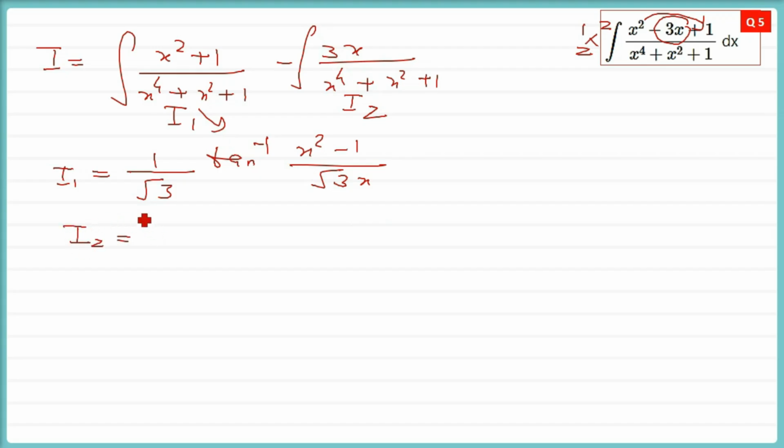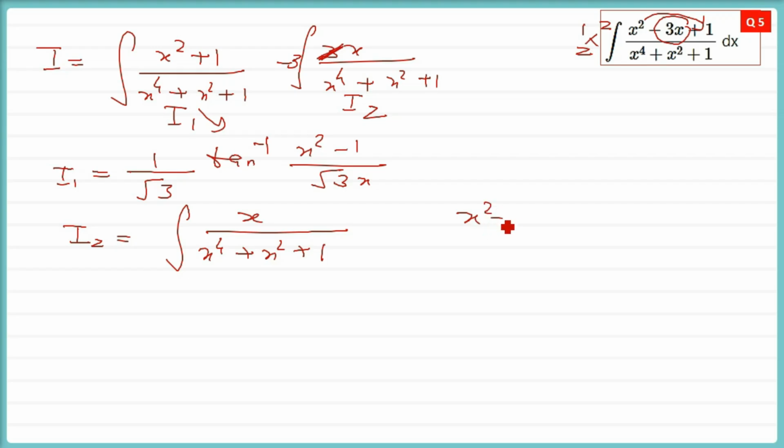Now the second part needs some attention. We just assume that 3 is outside. We'll deal with it later because it's a constant term and it's not going to add anything to the solution. So we'll just take this 3 out. We are left with the integration of x divided by x to the power 4 plus x² plus 1.